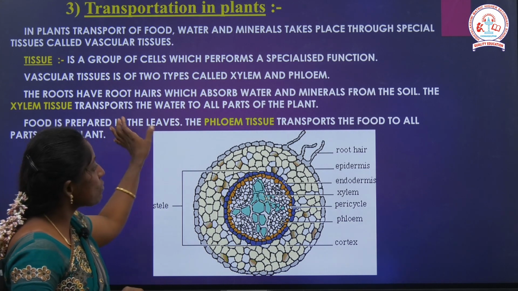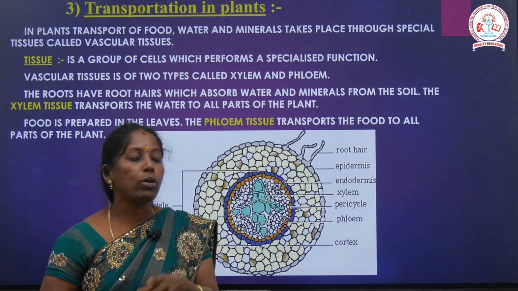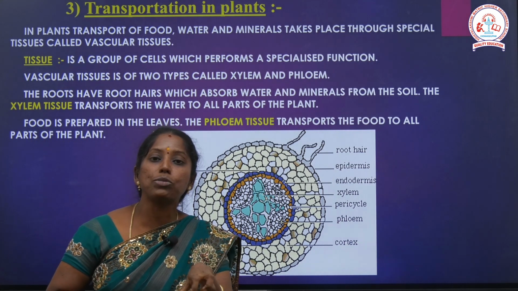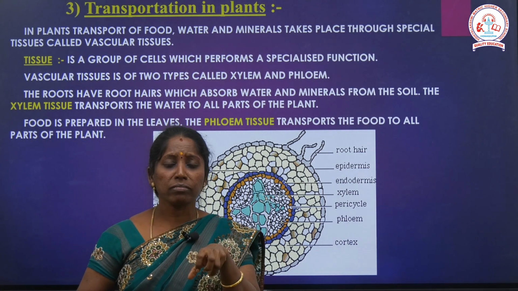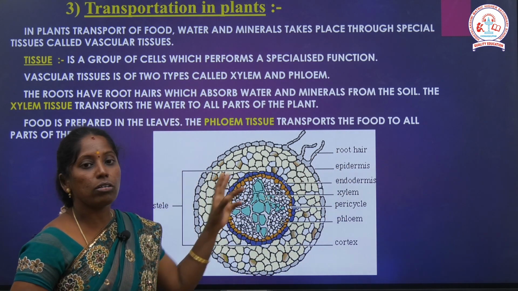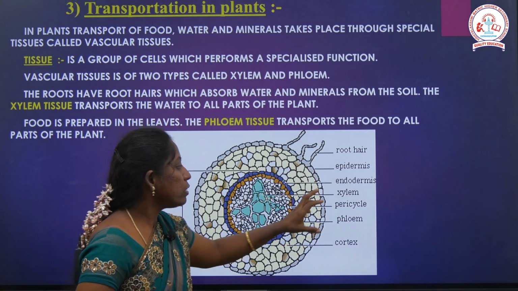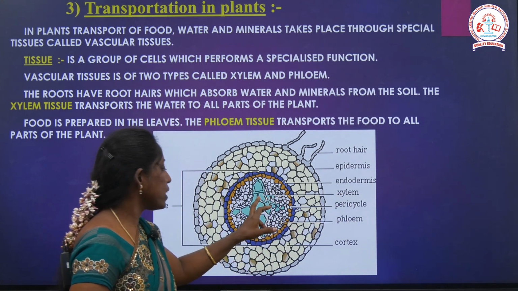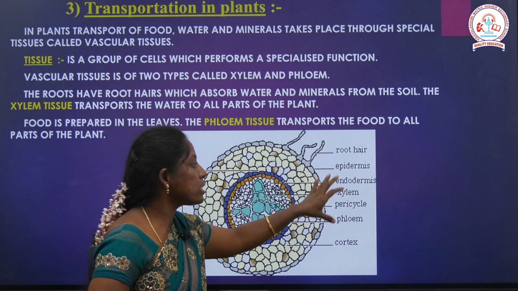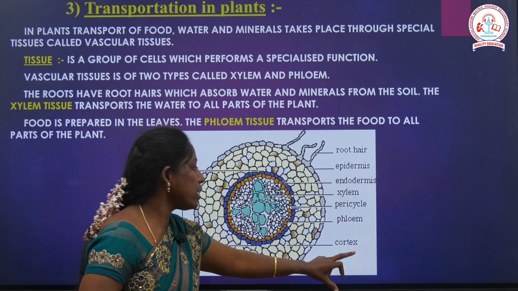Now these vascular tissues are classified into two types. One is xylem tissue, another is phloem tissue. What will the xylem tissue do? We know that plants absorb water through which part? The root. In the root there are root hairs. Through root hairs only it absorbs the water from the soil. There are two tissues, xylem inside and phloem on the outer side of the root hair. This is the root system of the plant. So what are the tissues present? Xylem and phloem.